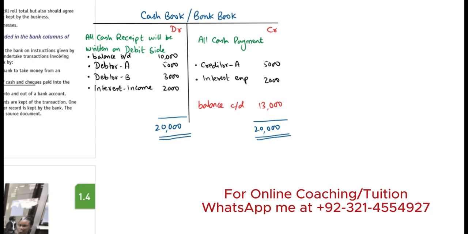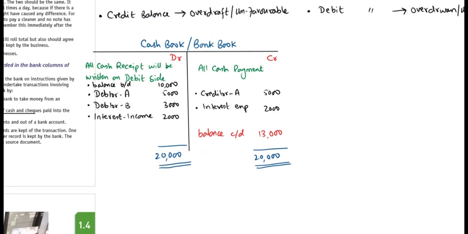So this is the cash book. Who is actually maintaining this cash book account? Yes, the business itself. You can say a business accountant is preparing this account, under the supervision of the business owner.